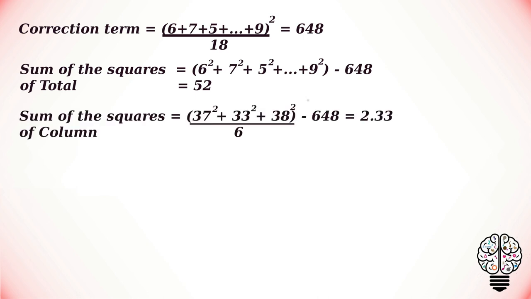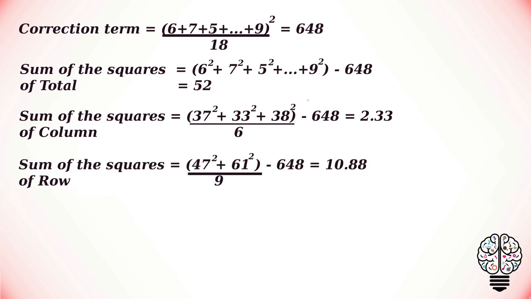Next, we have to calculate the sum of the squares of the column. If we square the sum of each column's values, we'll get our total as 3902, and we have to divide it by the number of test scores in each column, that is, in our case, 6. If we do that, we'll get our value as 650.33. We have to subtract our correction term from this value. If we do that, we'll get our sum of the squares of column value as 2.33.